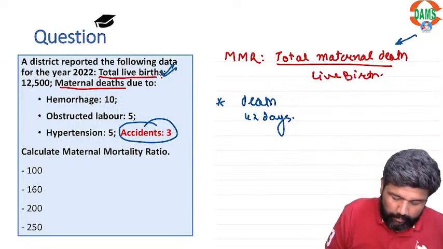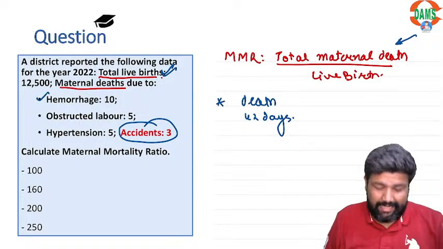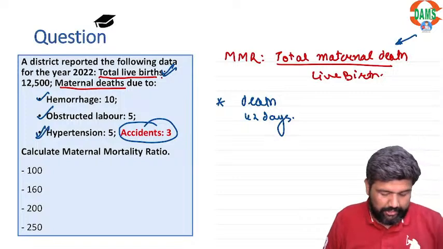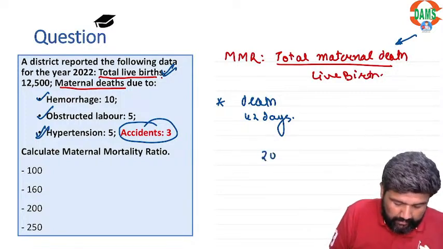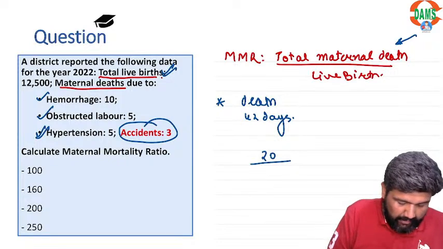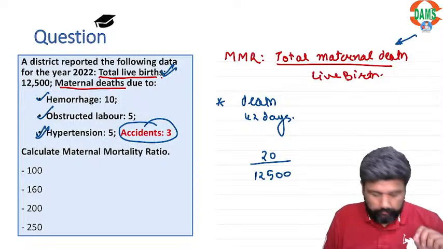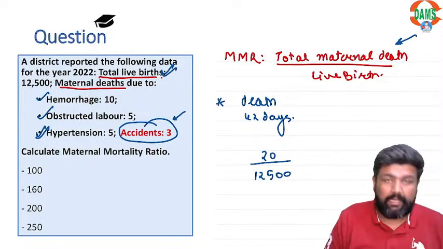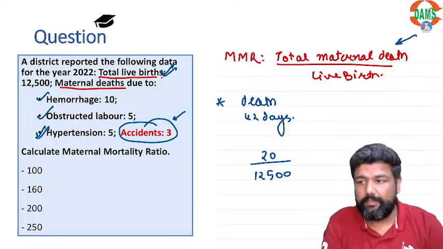Now, death because of hemorrhage, yes, it is included. Obstructed labour, yes, it is included. Hypertension, yes, it is included. So how many maternal deaths here? 20, divided by the live births, 12500. Accidental deaths are not considered.